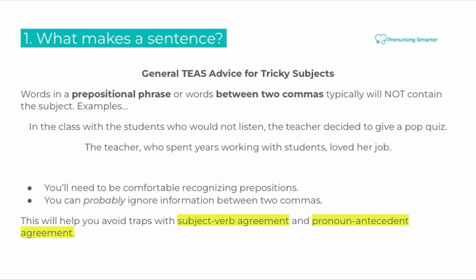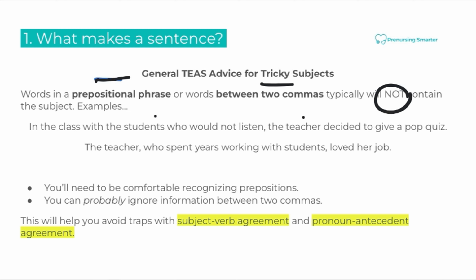So our general advice for tricky subjects here, the TEAS might try to trick you with subjects by disguising them either with prepositional phrases or with words between commas. And these will typically not contain the subject. So let's look at an example. In the class, with the students who would not listen, the teacher decided to give a pop quiz. So the who or what here, we have a teacher and we have students. Do you know which one the subject is?